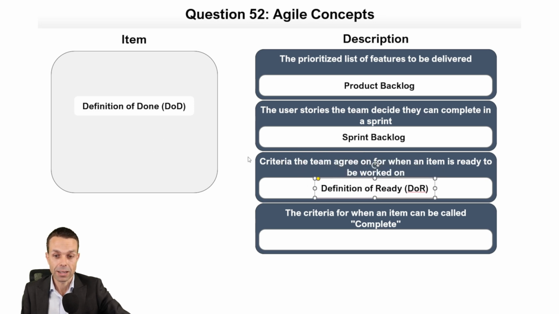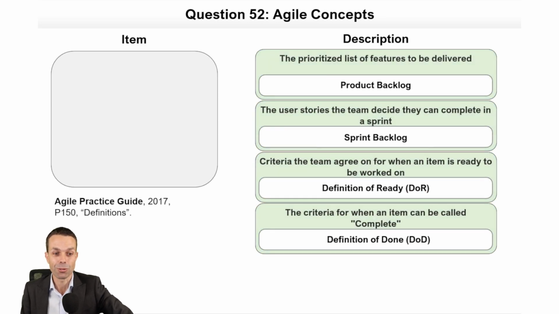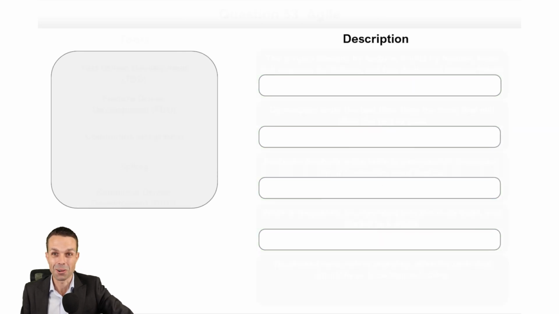The definition of done is the criteria that we agree on for when an item is complete. So this might be the item's been coded, it's been tested, it's been checked off with the product owner, then we can class that item as complete. It's our definition of done. Let's have a quick check, and that's come through in the Agile Practice Guide again. Check that out for yourself. Many, many definitions for us to look through. How did you guys go with that one?